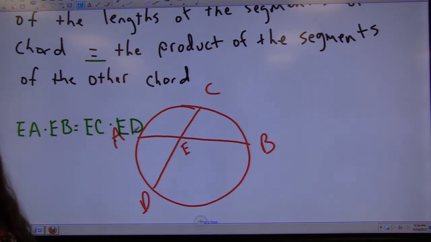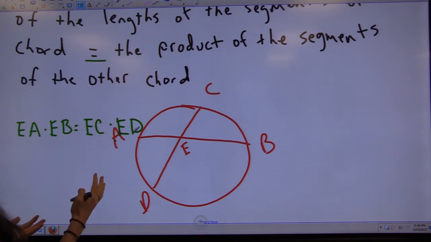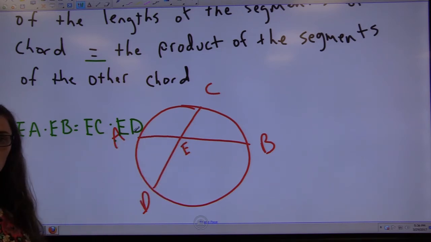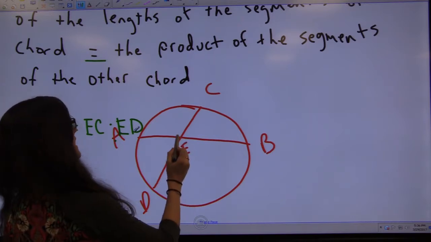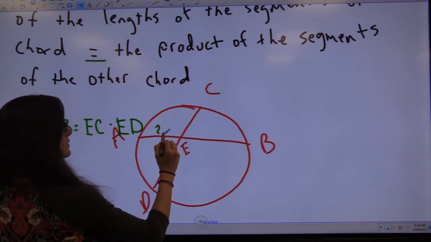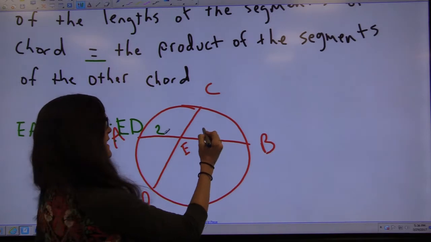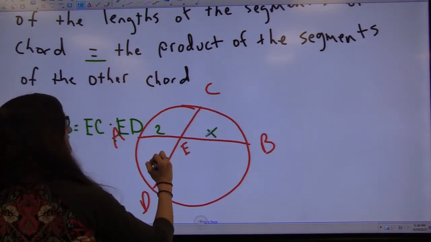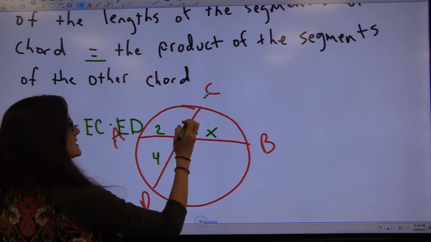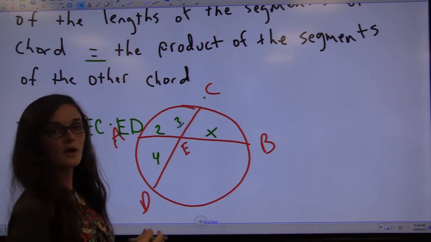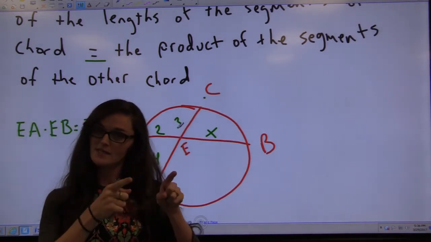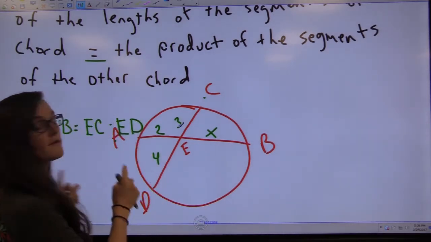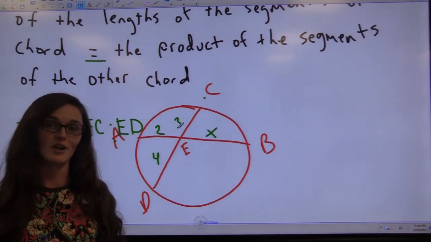When you see this formula, you're going to plug in the numbers that you see on the segments. To give you an example, EA is going to equal 2, and EB is what we're going to try to find. We're going to call that X. Then ED is going to be 4, and EC is going to be 3. I'm going to give you a moment while Mr. Davidson pauses the video to solve for X, and then we'll come back and check your answer.